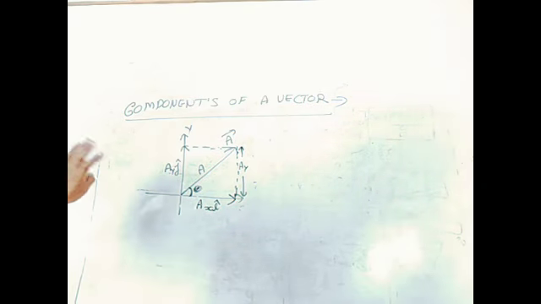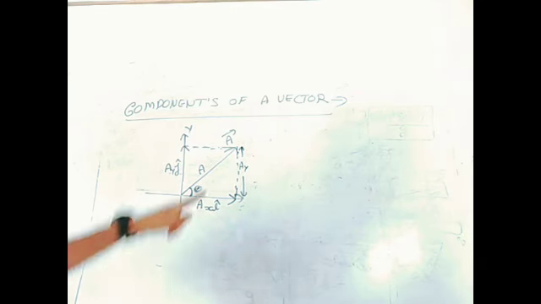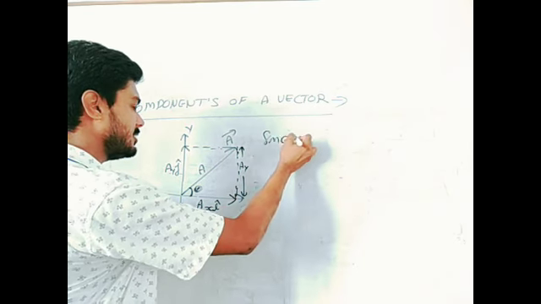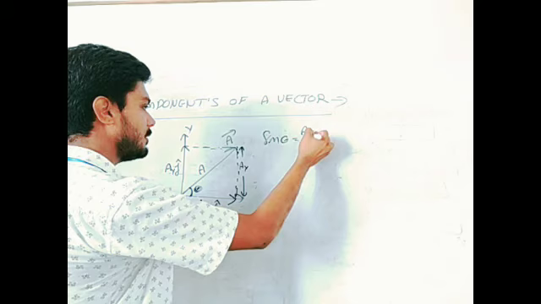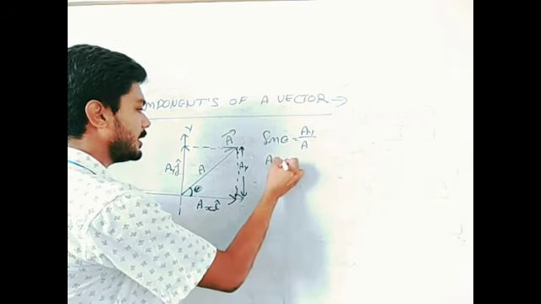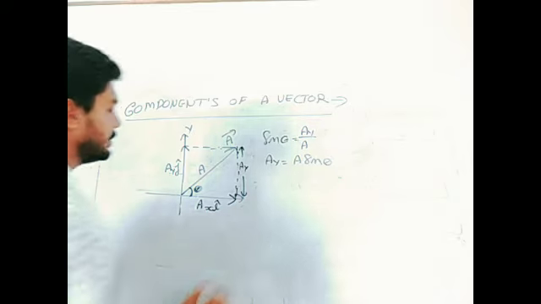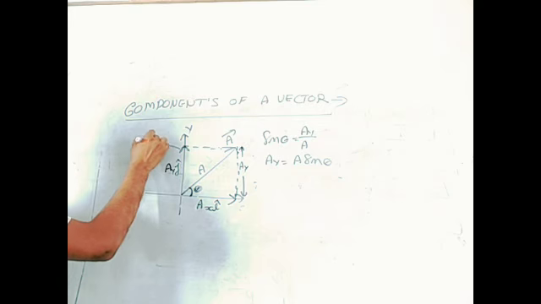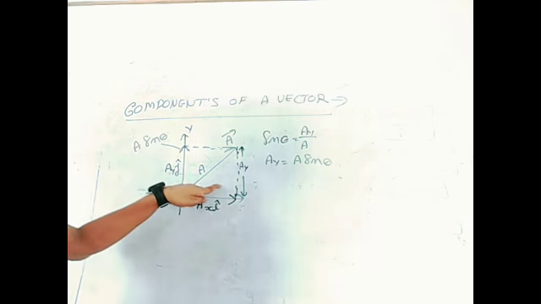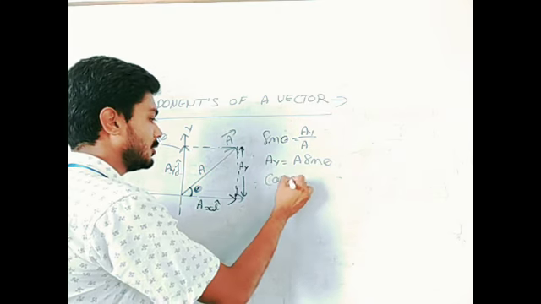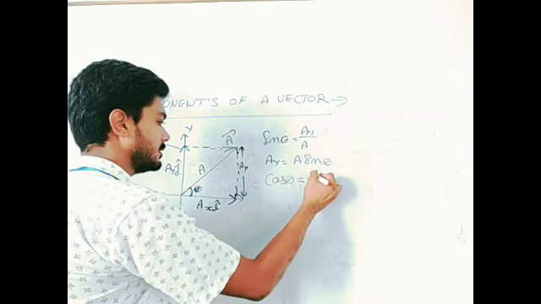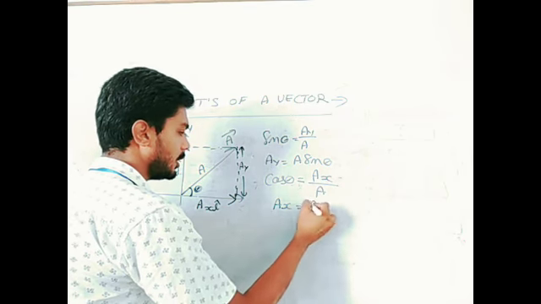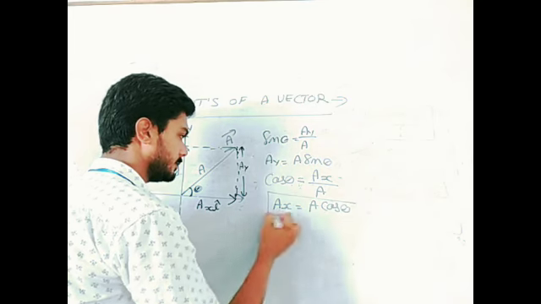Students, to represent the components of the vector in another form, I am applying sin theta in this triangle. Sin theta is equal to perpendicular upon hypotenuse, ay by A. Then you get ay is equal to A sin theta, which means the vertical component will be A sin theta. Now apply cos theta in this triangle. Cos theta is equal to base upon hypotenuse. Base means ax and hypotenuse is A. You get ax is equal to A cos theta.